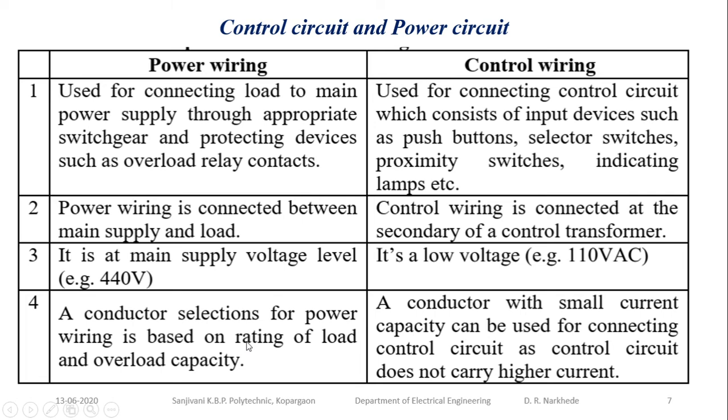So basically in power wiring, the conductor that we select is based on the load. If the load increases, the size of the conductor also increases. For a 5 HP motor, the conductor may be different. For a 15 HP motor, the conductor size may be different.